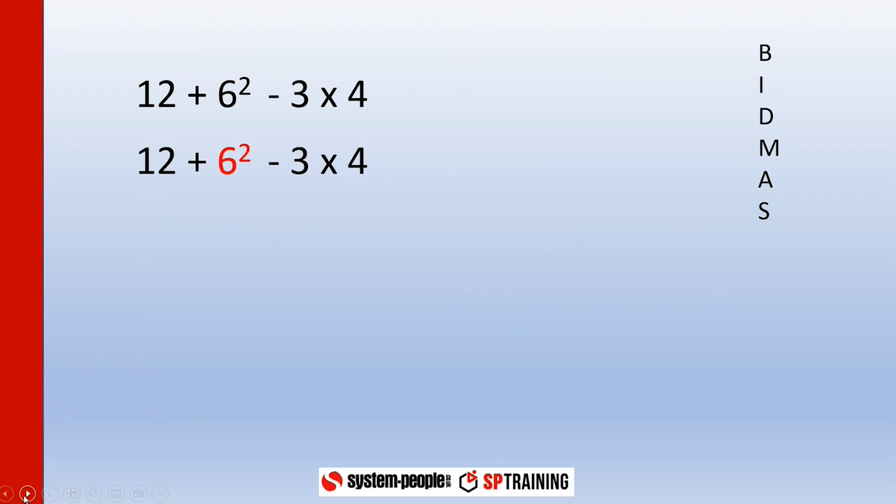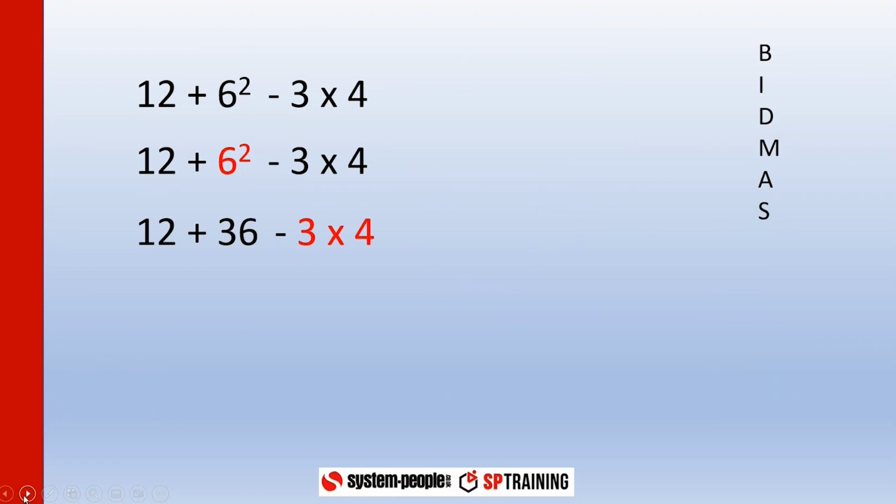Now, let's have a look at a different question altogether. I've just written BIDMAS down on the side of the page because then it can remind us what to do. So let's have a look at this question. We've got no brackets there, but we do have an index. We have a square, which is 6 squared. So before we do anything else, we're going to work out 6 squared. That's the first thing we do. 6 squared, 6 times 6 is 36.